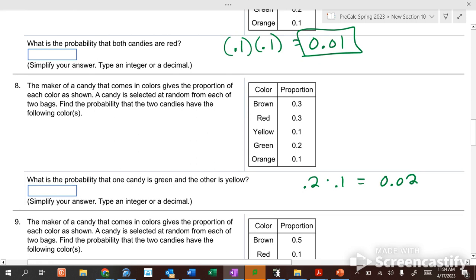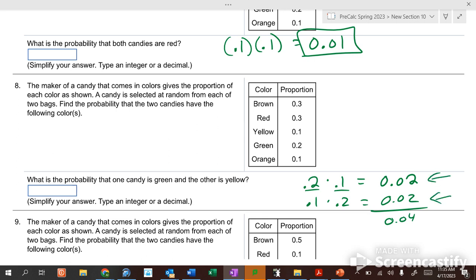Oh, because this is your first draw, you got a 20% chance of green and a 10% chance of, what's the other color? Yellow. And then in your second draw, you got a 10% chance of green and a 20% chance of yellow, which is also 0.2. So if you add those up, you get 4/10 of a chance, because it's first pick, second pick. First pick, you have this. Second pick, you have this. Okay?